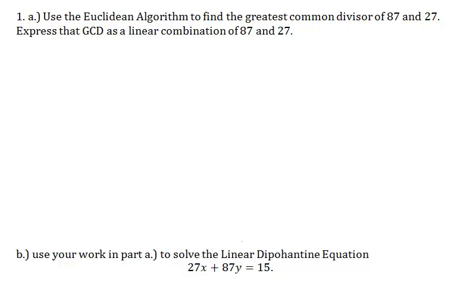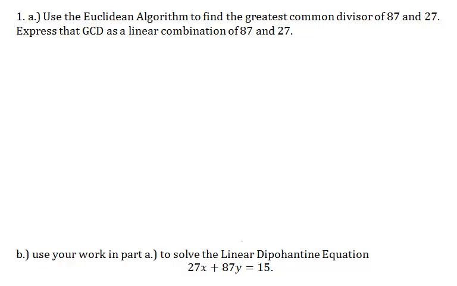So now let's see how we solve one of these linear Diophantine equations. The first part is to use the Euclidean algorithm to find the greatest common divisor, and then use some back substitution to express that GCD as a linear combination of the two numbers. So let's see how that works.